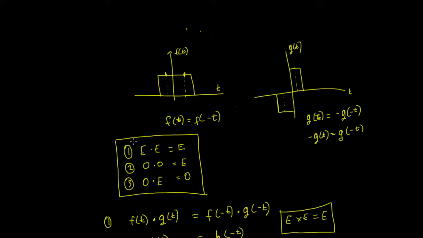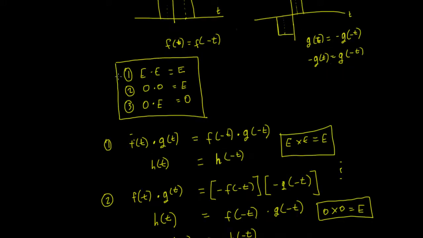Now what we're interested in is the multiplication of odd and even functions. So we're going to do a little proof down here, and we can see that even times even will give you an even function, odd times odd will give you an even function, and odd times even will give you an odd function.